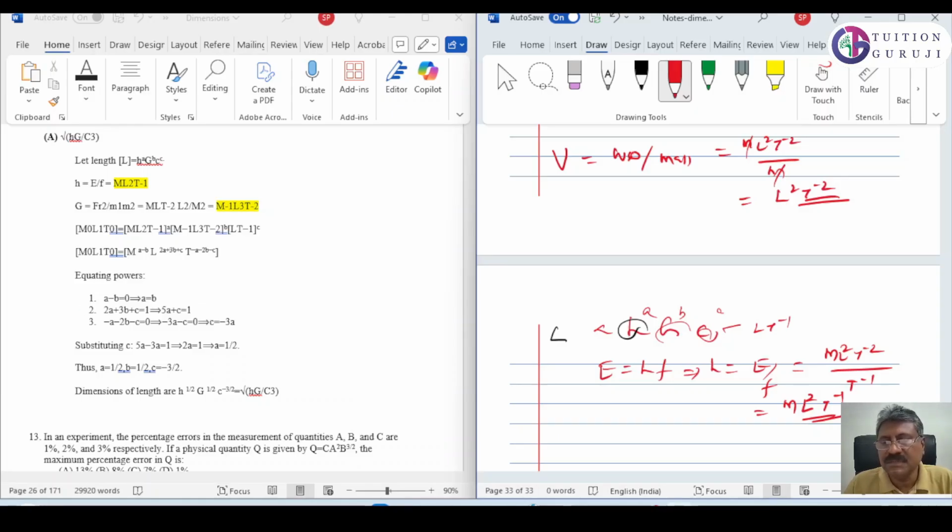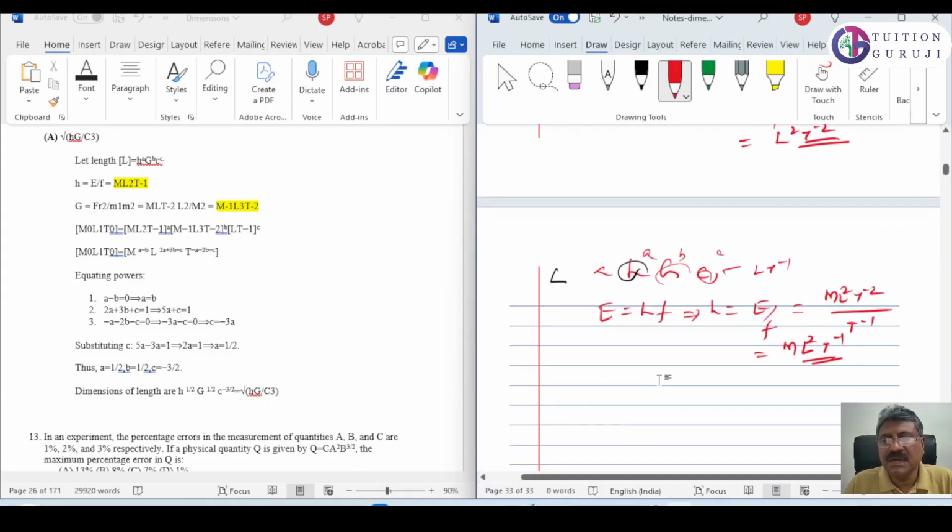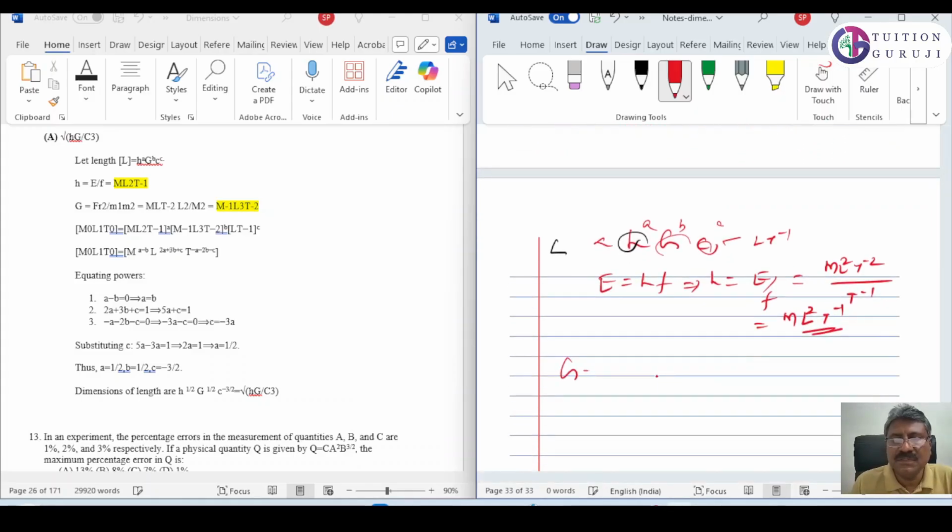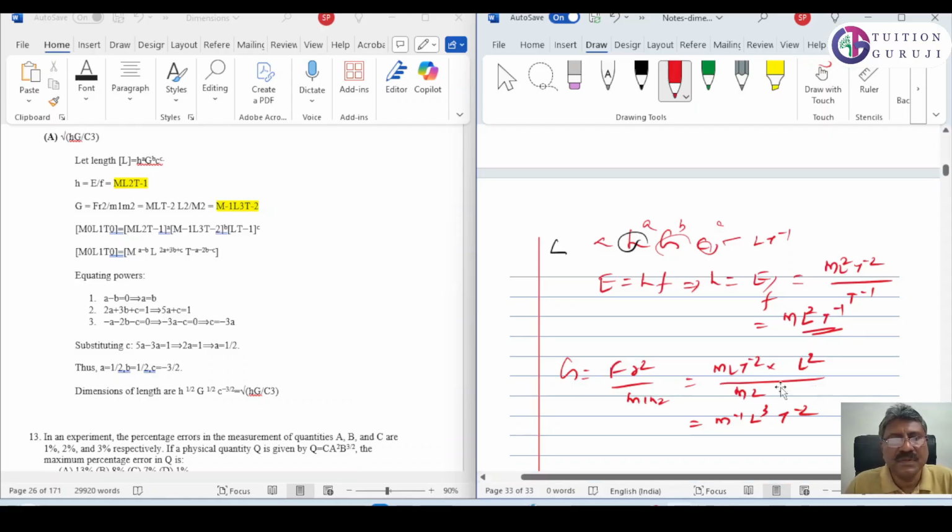Now G, the gravitational constant. We know G is equal to F r square by m1 m2, which gives M L T raised to minus 2 into L square divided by M square, which gives M raised to minus 1 L cube T raised to minus 2.